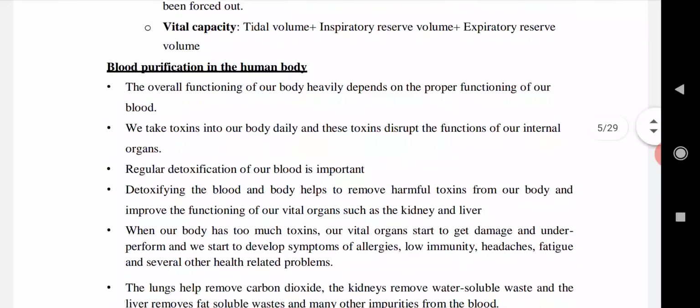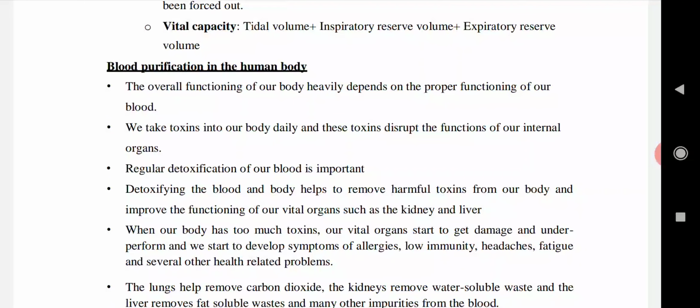Next is blood purification in the human body. We already know that the functioning of our body depends upon the proper functioning of our blood. We take toxins into our body daily. Toxins means impurities, and these toxins disrupt the functions of our internal organs. When we breathe or when we eat, toxins get into our body, and this may interrupt our normal body functions.